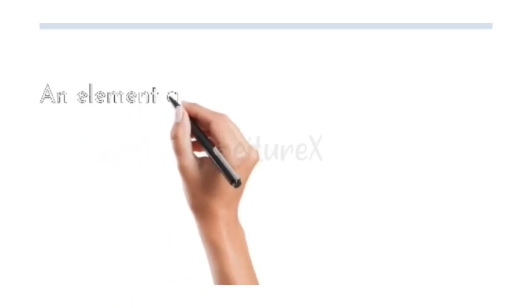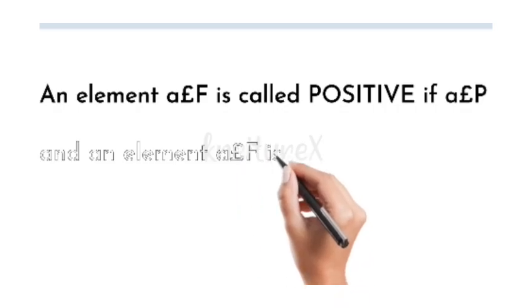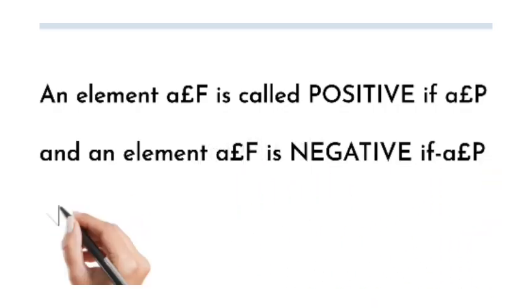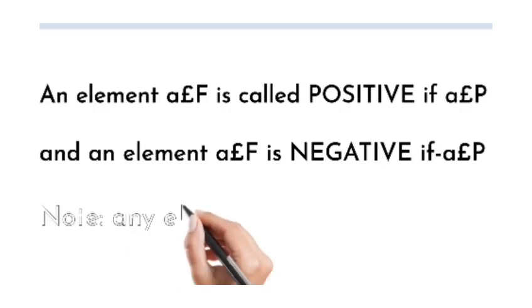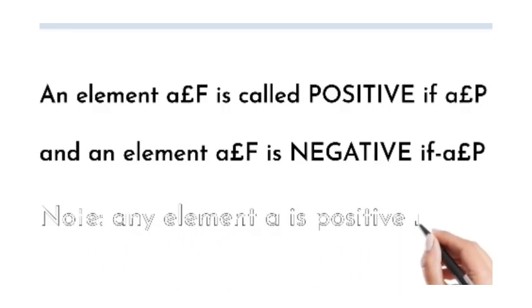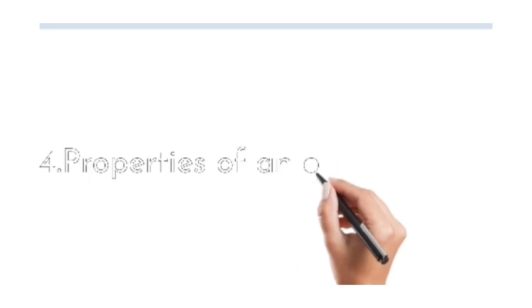An element A in F is called positive if that element is in the subset P. An element A in F is negative if minus A is in P. We should note that any element A is positive if A is greater than 0. So let's look at properties of an ordered field.